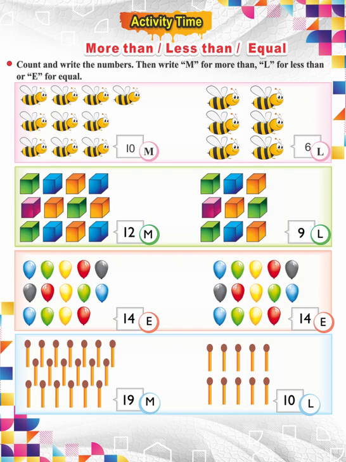Use concrete objects to make the children understand which one is equal, more than, or lesser than the other. Appreciate the children for their active participation in today's activity and clap for the most receptive-minded children.